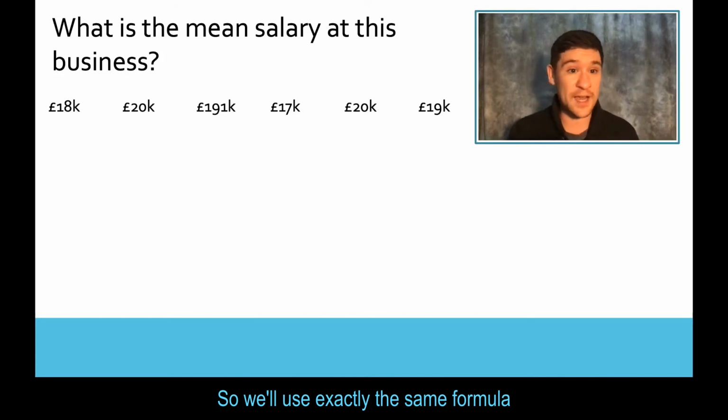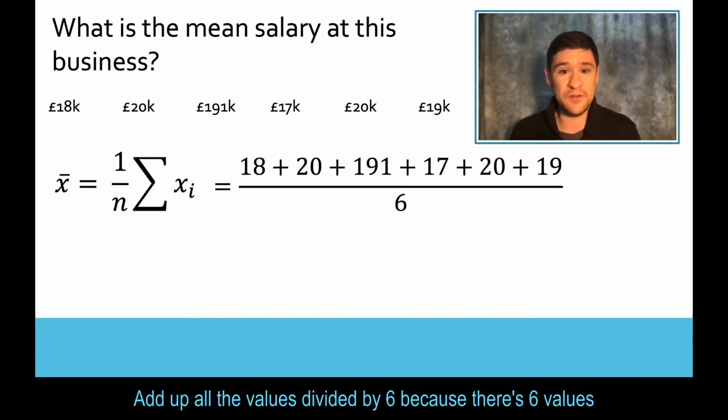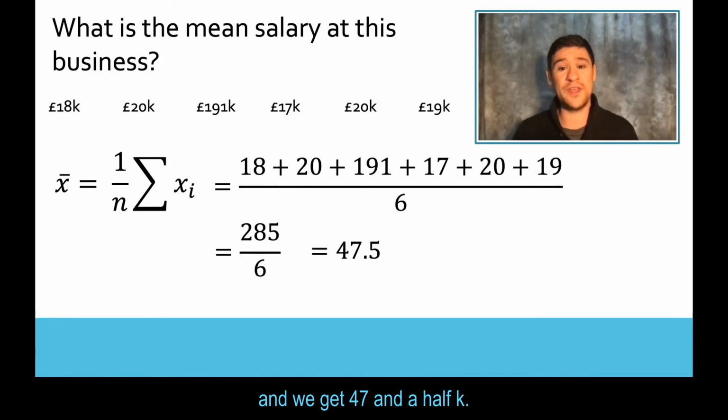So we'll use exactly the same formula. Add up all the values, divided by 6, because there's 6 values, and we get 47.5k.